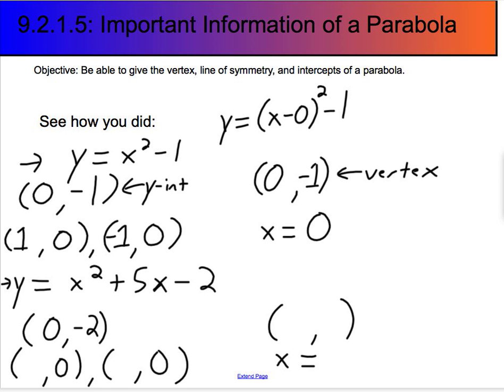Y-intercept is 0, negative 2. When I try to factor this one, I am unable to factor it. However, it looks like from the graph that there are two x-intercepts, which is unfortunate because factoring is my favorite way to find the x-intercepts. For this one, what I would expect you to do is to be able to estimate what they are.